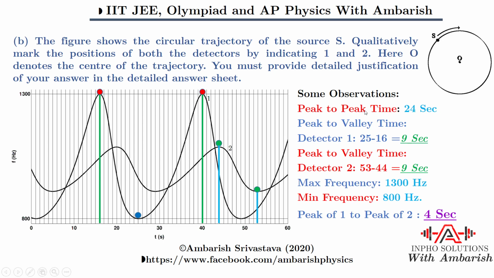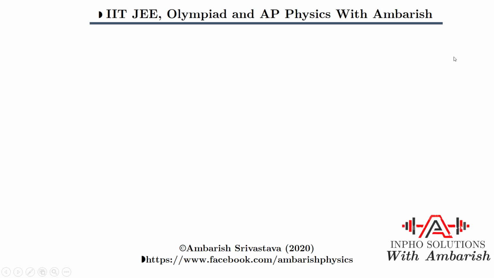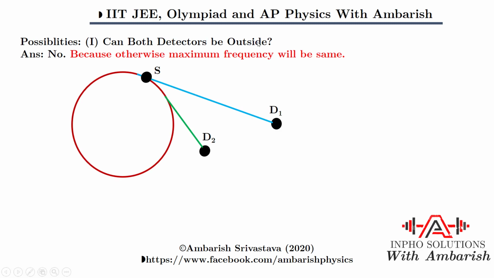So first we have to locate the detectors, where they are located, whether inside or outside, or one inside and one outside. So let's try to derive by logic. So now let's explore the first possibility. Can both the detectors be outside? Let's say D1 is somewhere over here and D2 is somewhere over here.